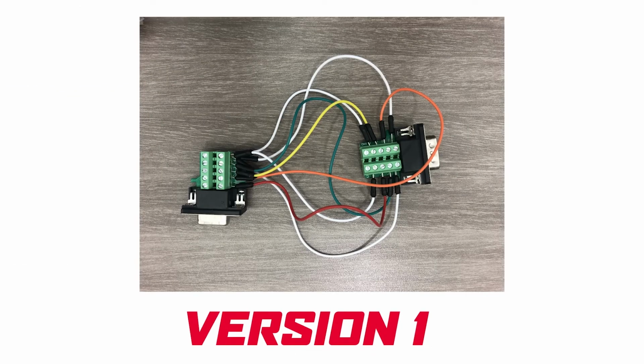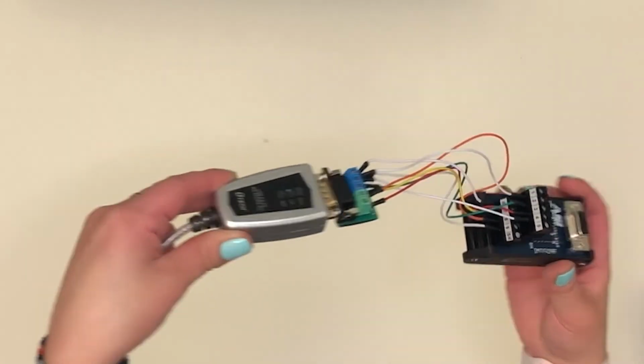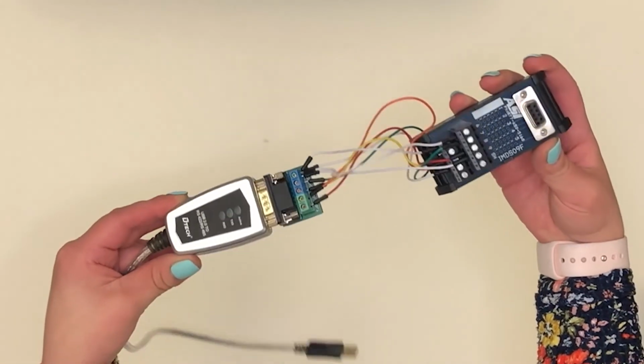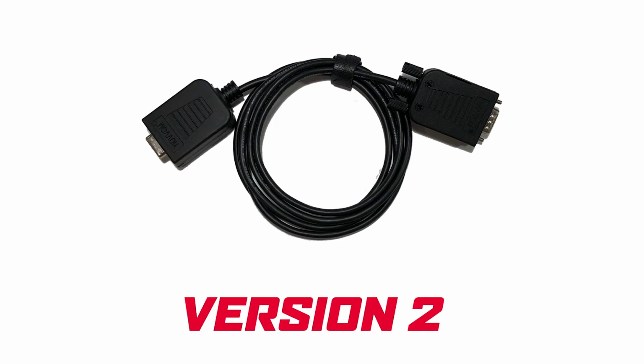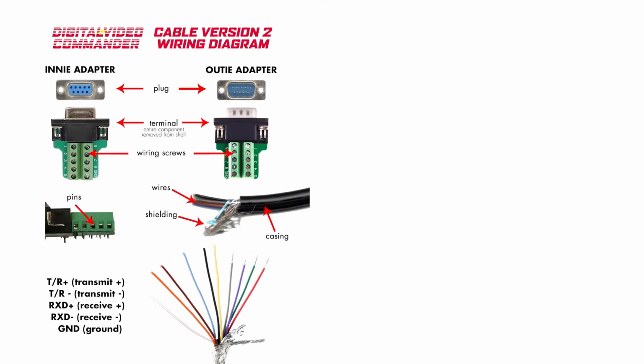Version 1 of the Digital Video Commander cable is less time-consuming and requires fewer supplies to build, but it is a little messy and the wires can come loose more easily during transport. This is easily resolved, but it is a factor to consider. Version 2 requires additional supplies, time, and a basic understanding of wiring, but the result is a more durable and sleek design similar to the other various AV cables we are used to. Both of these cables are relatively inexpensive and straightforward to assemble.